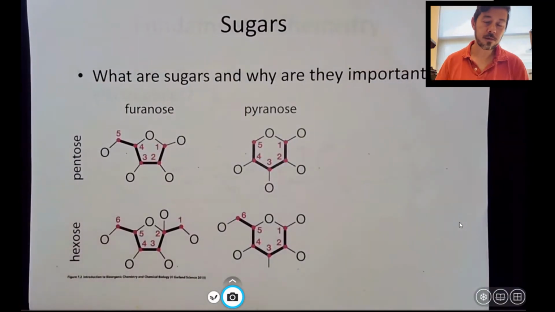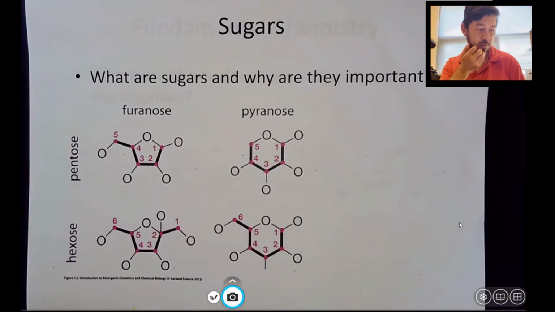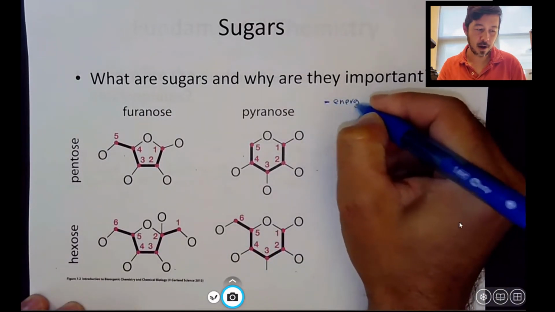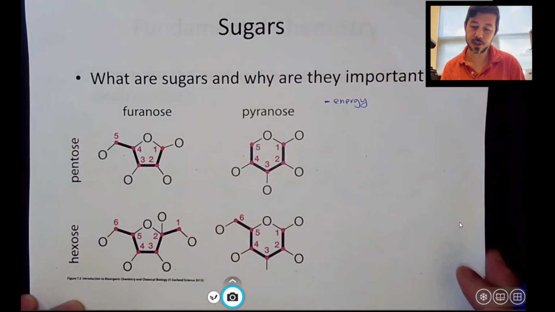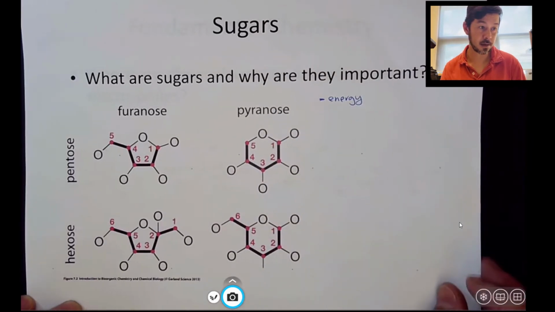Okay, so what are sugars? So sugars are ubiquitous. We know we use them to sweeten our food up. We use it in baking. But why are they important from a chemical biology point of view? Well, as I mentioned, we put them in maybe our coffee sometimes, so they're a great source of energy. They are the structural component for the backbone of DNA and RNA of nucleic acids.